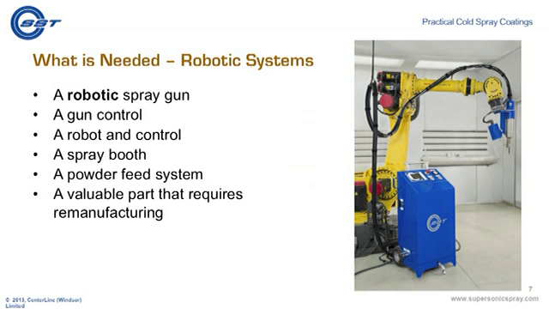Now, what I'm showing you here is an SST robotic system. Again, it starts with the control system located inside the blue cabinet. You can see a black flexible hose leaving that cabinet traveling to the end of the robotic arm. Attached to that robotic arm is an SST Series EP gun. The entire unit fits in an environmentally controlled spray booth.